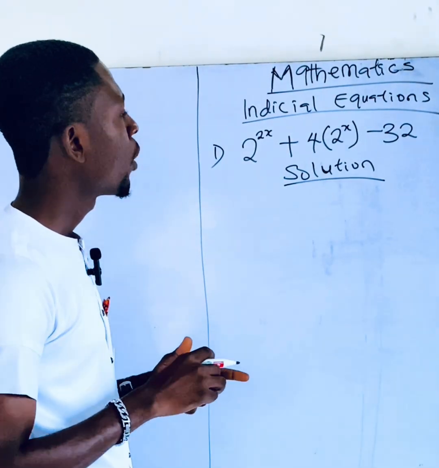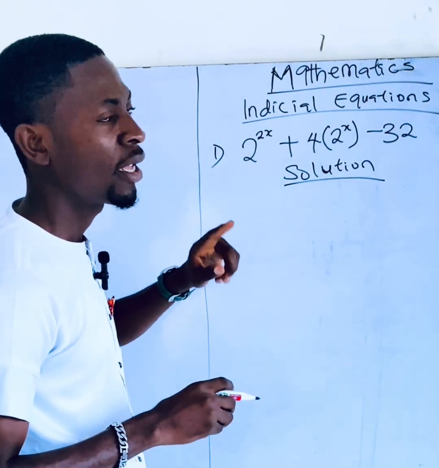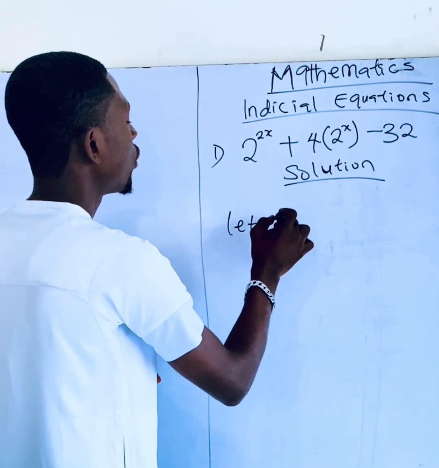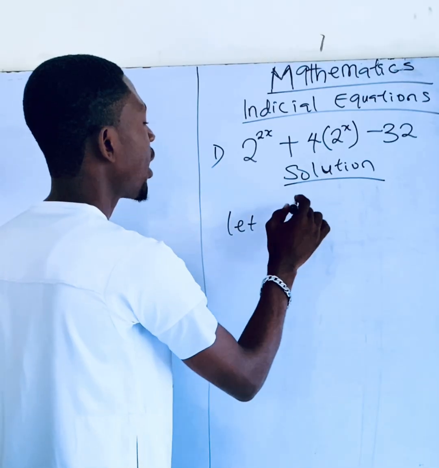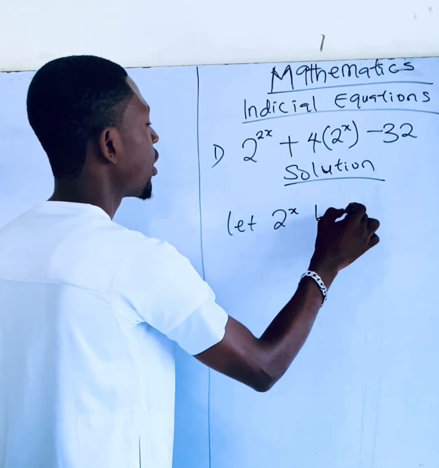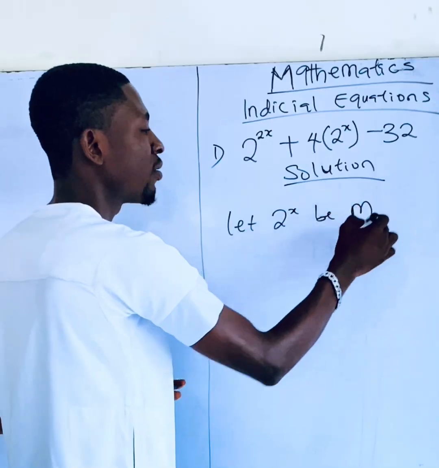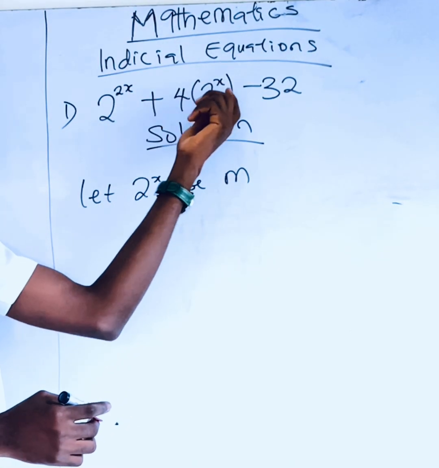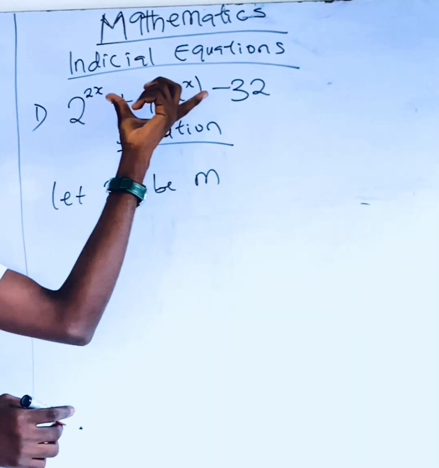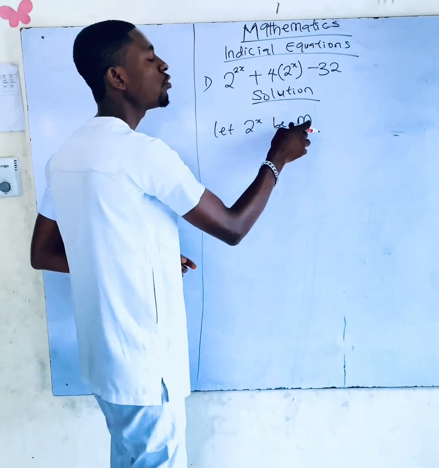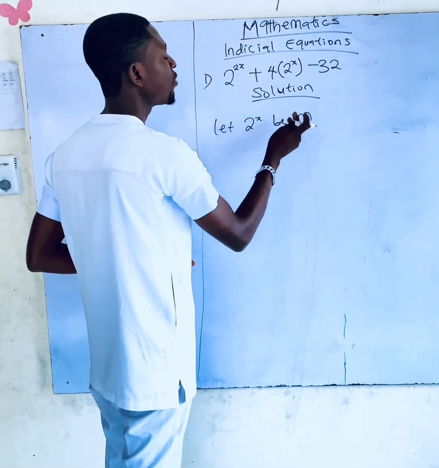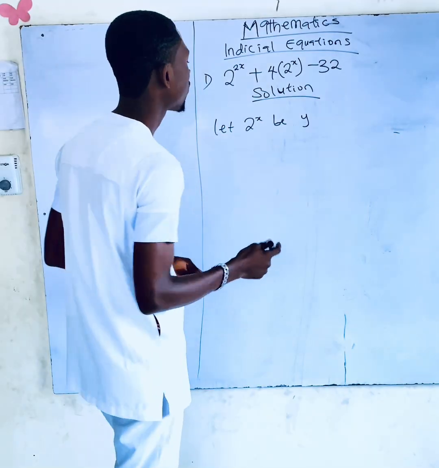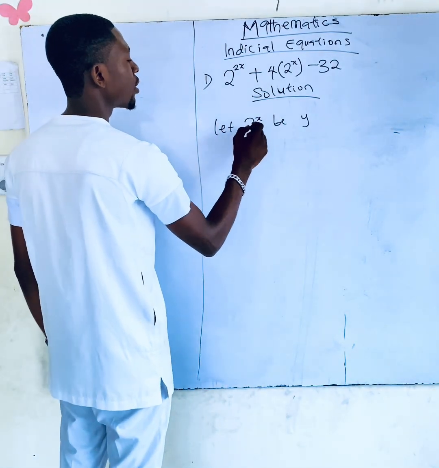First thing is to look at what is common here. We have 2^x, 2^x. Let 2 raised to the power x be m; you can use any alphabet. But we already have the variable x performing an act in this equation, so let's use another alphabet. Let 2 raised to the power x be y.